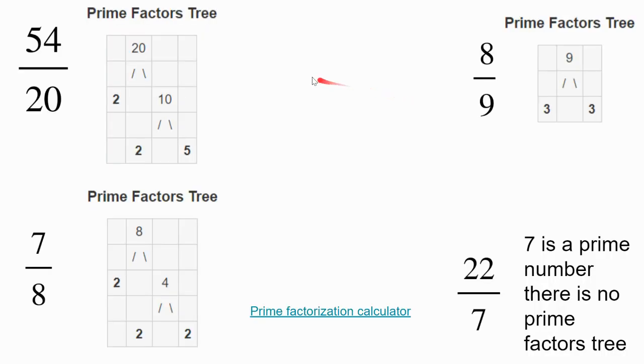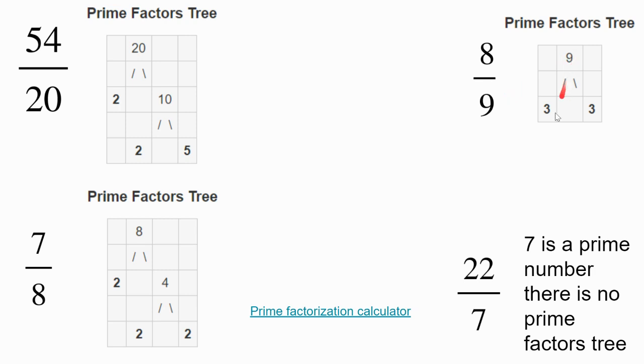Okay. So what's the difference? 54 divided by 20 and 7/8 were both terminating decimals, because if you factor them, you get factors of 2 and 5. So this has prime factors of 2 times 2 times 5, and this has prime factors of 2 times 2 times 2. I used the prime factorization calculator. I'll let you do that one as well.